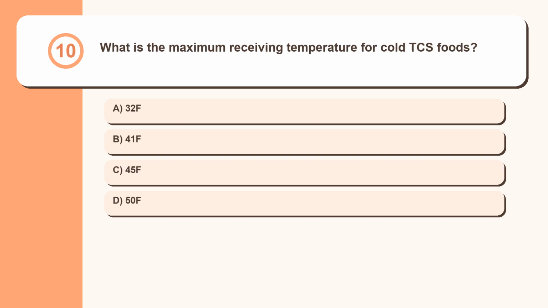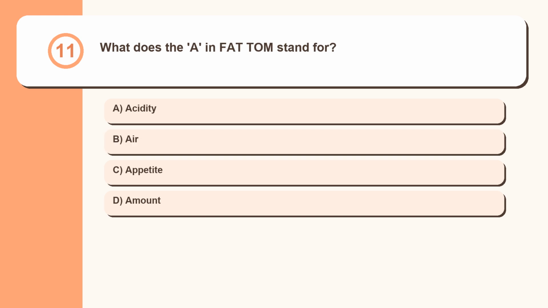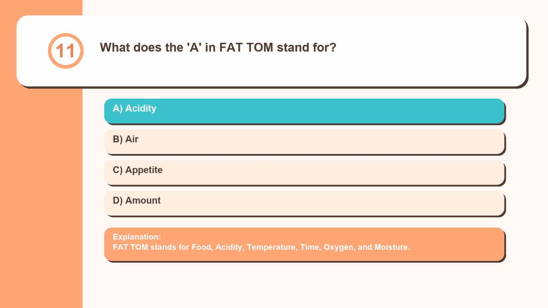Question 10. What is the maximum receiving temperature for cold TCS foods? 32F, 41F, 45F, 50F. Most cold TCS foods must be received at 41F, 5C, or lower. Question 11. What does the T in FAT TOM stand for? Acidity, air, appetite, amount. FAT TOM stands for food, acidity, temperature, time, oxygen, and moisture.